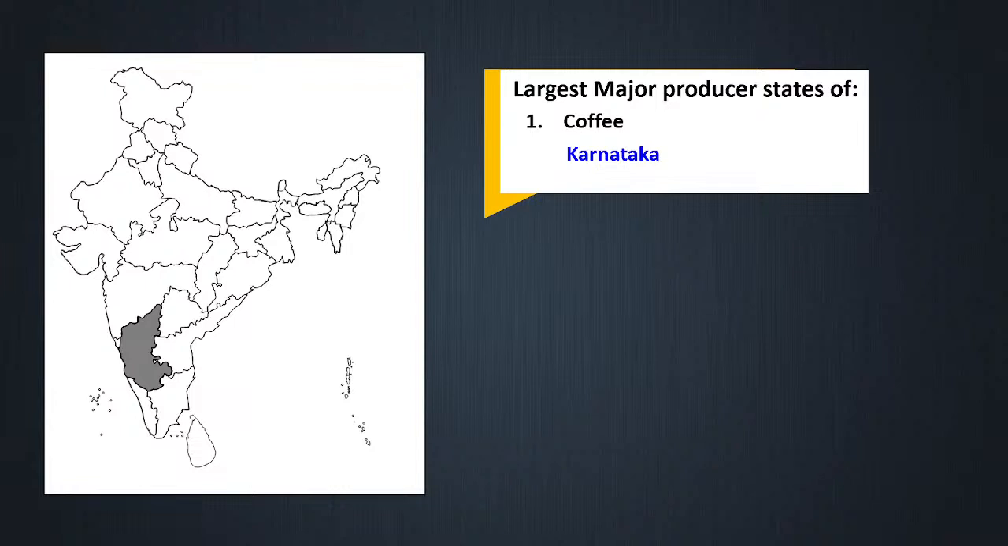That's why we have something called a CCD. Correct? CCD. Coffee maximum here in Karnataka. Major producer. Done. Keep locating in your map. Next, after coffee, rubber. Major producer is in Kerala. Kerala state.